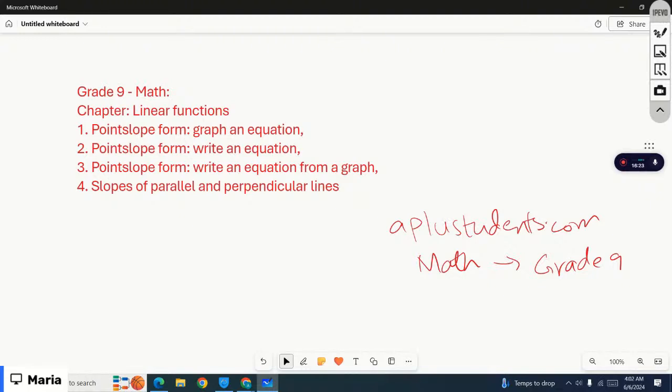There you can find the list of the chapters. We're going to start with the chapter linear functions. The lessons we're going to cover today are point slope form graph and equation, point slope form write an equation, point slope form write an equation from a graph, slopes of parallel and perpendicular lines.